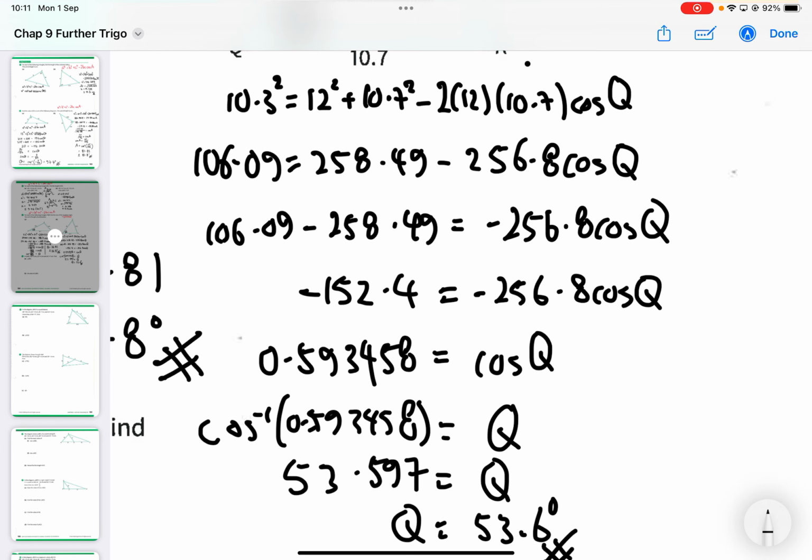You all should be able to do yourself, just check. Most of the time is your sign is wrong. During this part, if your sign is wrong, then end up your answer will be wrong. Check that your plus minus is correct.